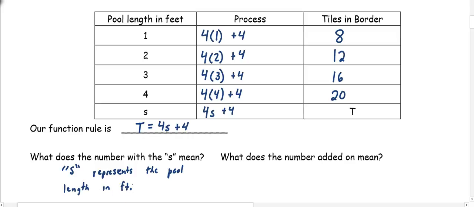What is the number being added on? So this 4 over here is going to represent the 4 tiles needed to complete the corners of the pool. Remember, since the pool is a square, we have 4 corners that are going to each need 1 tile then.